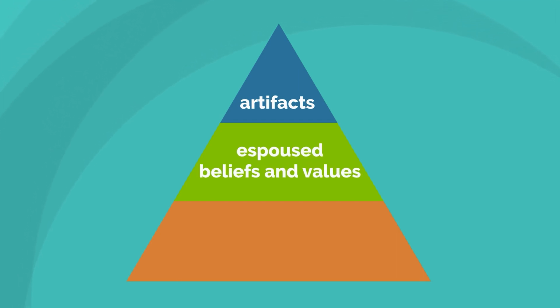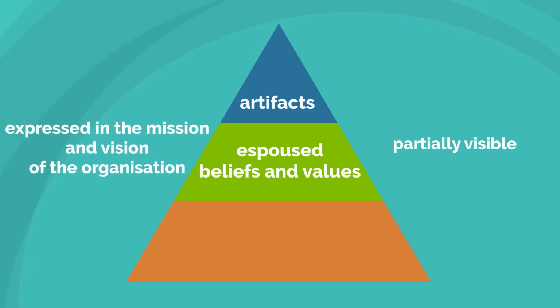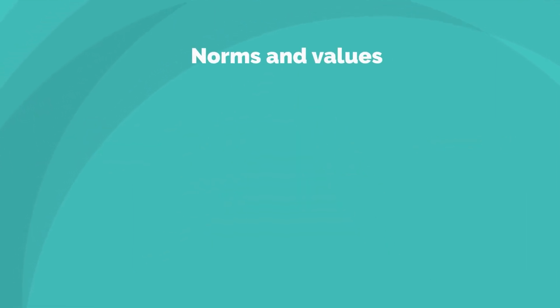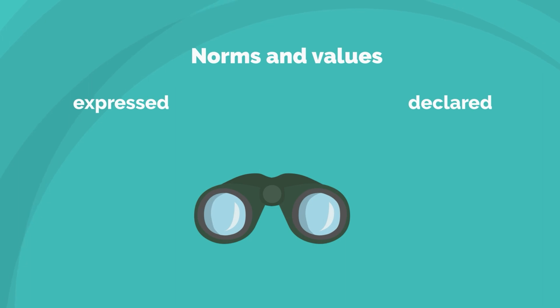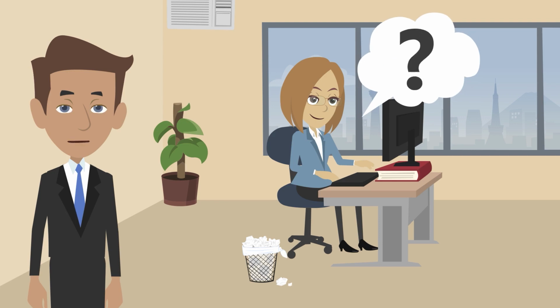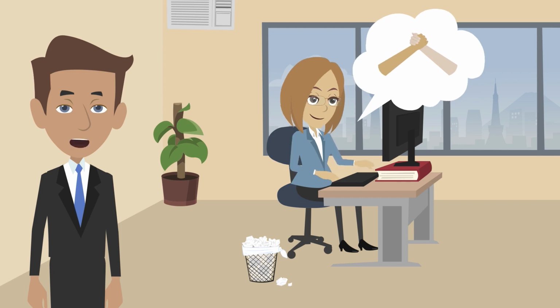Elements of this level are only partially visible and partially consciously processed. They are expressed in the mission and vision of the organization. Among these, we may distinguish norms and values that are declared and that are expressed, passed on informally, that might be identified through observation. The elements of the second level of organizational culture respond to the question, why do we do what we do? They may concern the goals and strategies of the company, mutual relationships within the team and with business partners, or creating a family atmosphere in the company.